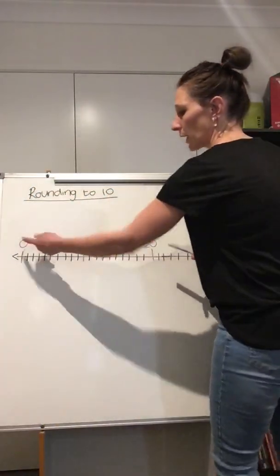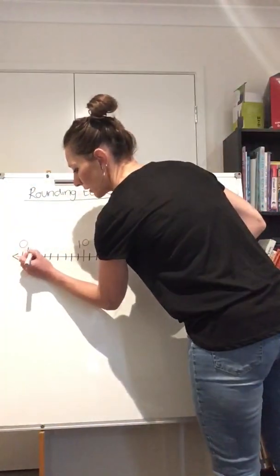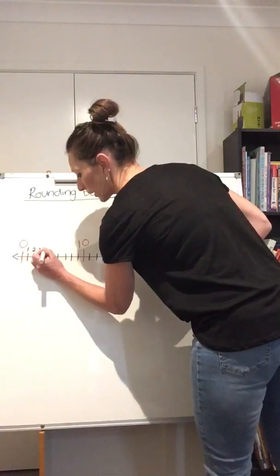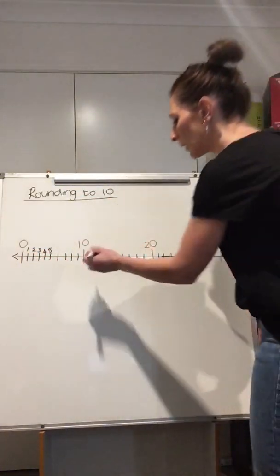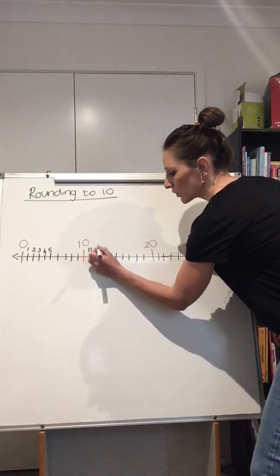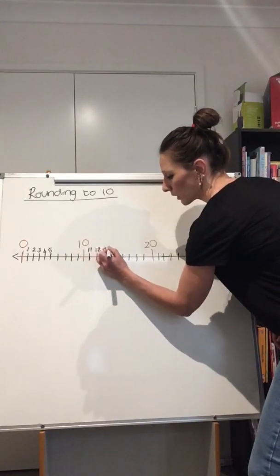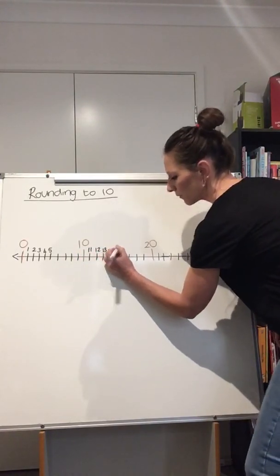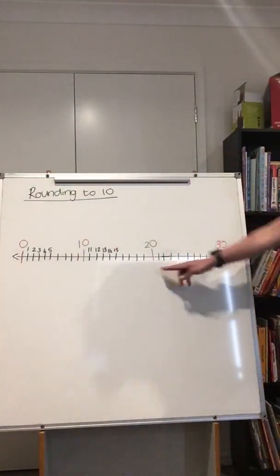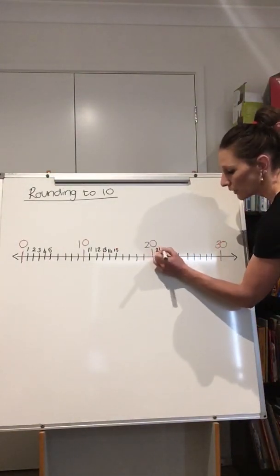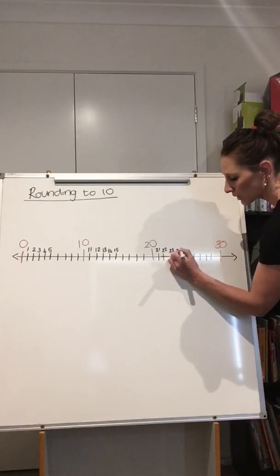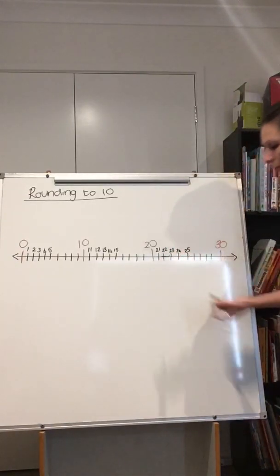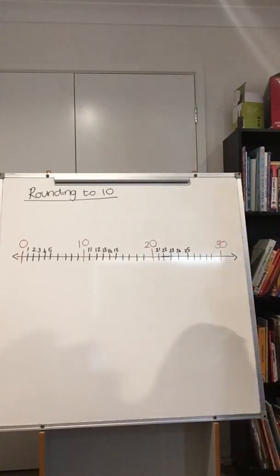So we've got what comes after 0. We know it's 1, 2, 3, 4, 5, and so on. 10, 11, 12, 13, 14, 15, and so on. 20, 21, 22, 23, 24, 25, and on it would go.